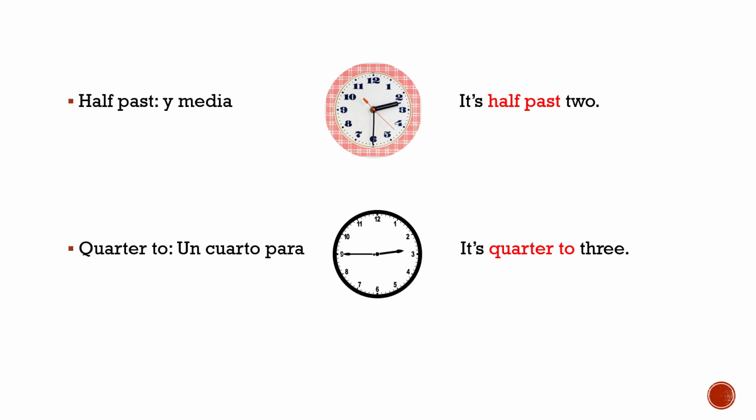Okay? The structure is the same for each way. La estructura es la misma para cada manera de decir la hora. Todas comienzan con it's. Luego, como se dice la hora, half past, en este caso. And then, y luego, the number, el número. Okay? Okay, so let's continue with the lesson.